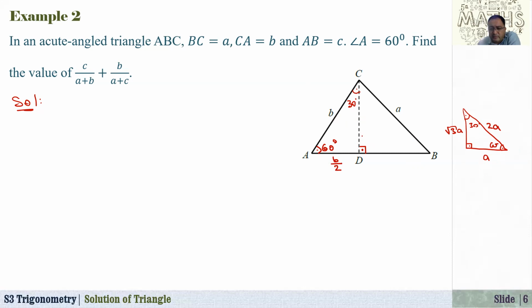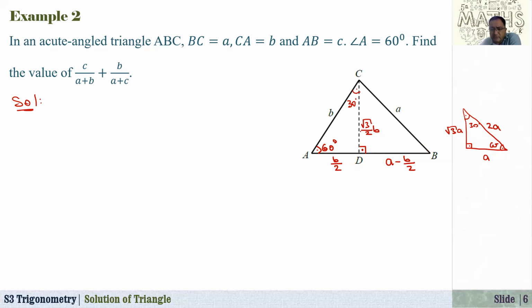Okay, and how about CD, that's opposite the 60 degrees? That's equal to square root of 3 times B over 2. That is square root of 3 over 2 times B. And how about DB? Since AB is equal to A, the remaining part DB will be equal to A minus B over 2. Okay, so now using this triangle CDB, it's a right angle triangle, I can just write the relation of how A and B are related to each other.